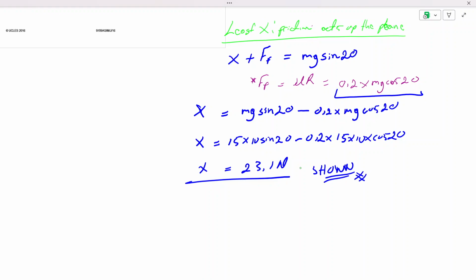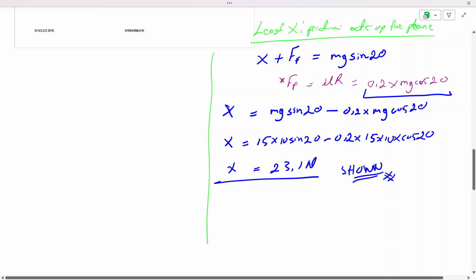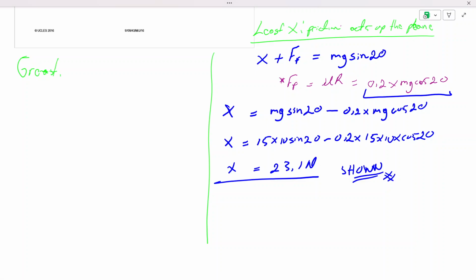Now it says find the greatest value of x. So the greatest value of x is when friction is down the plane. Friction is acting down the plane. Okay.